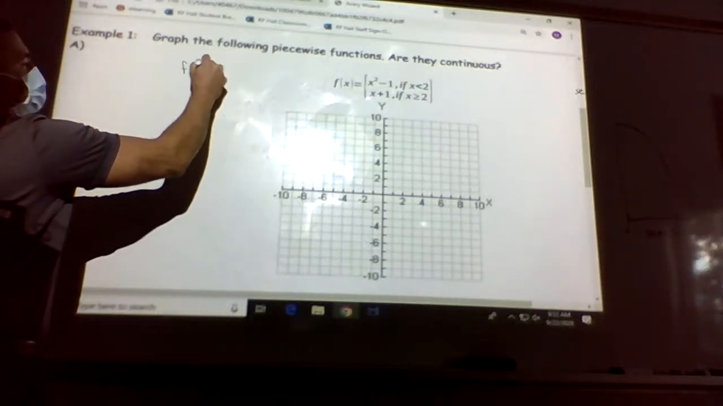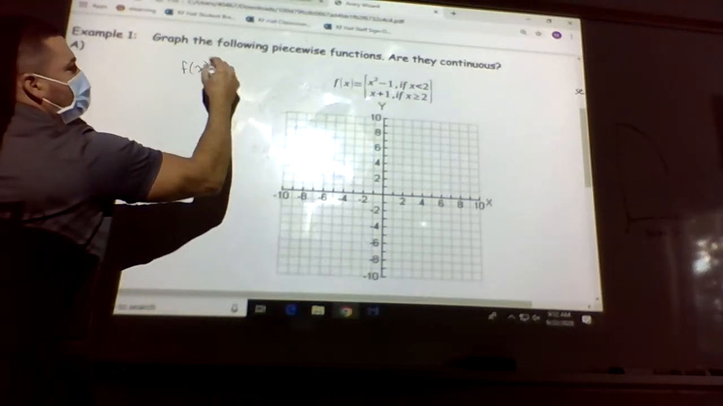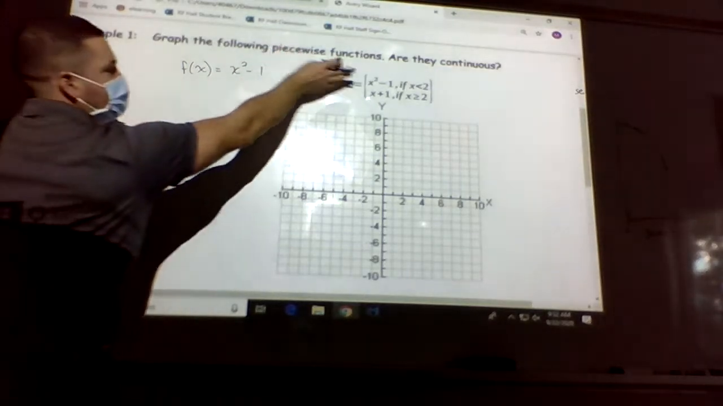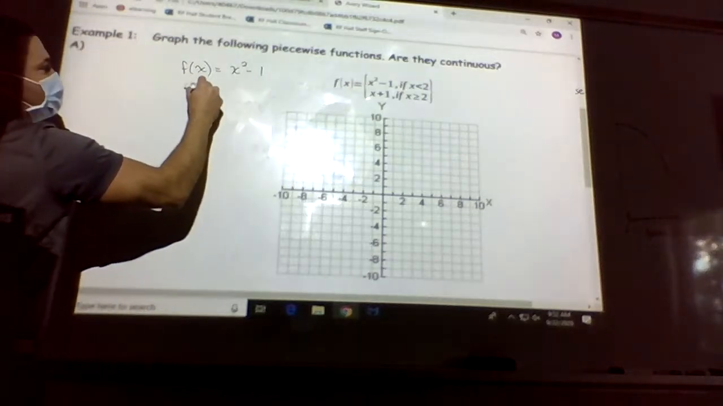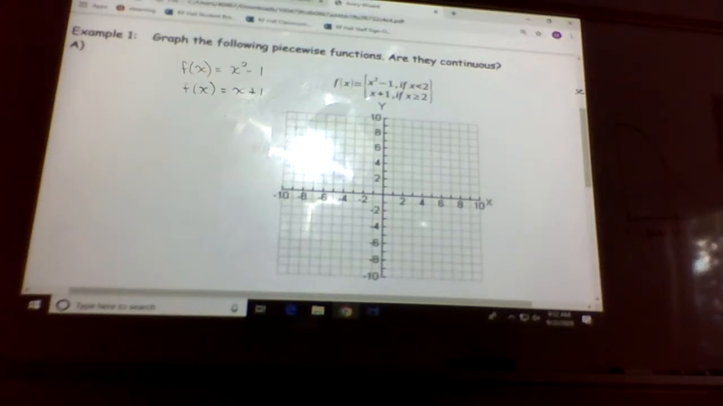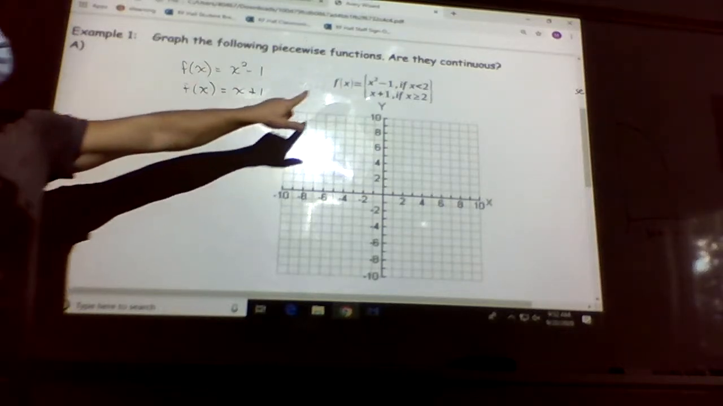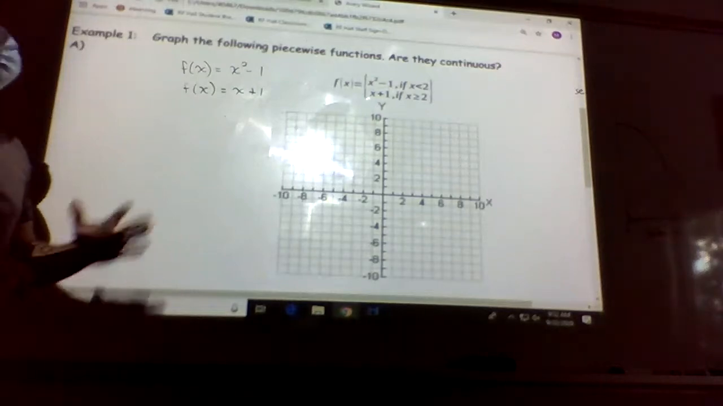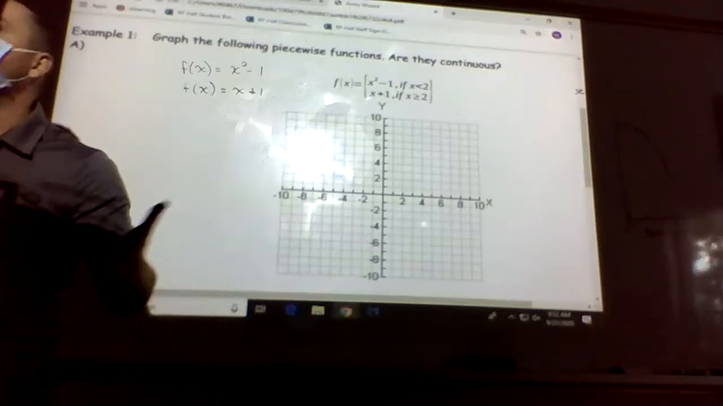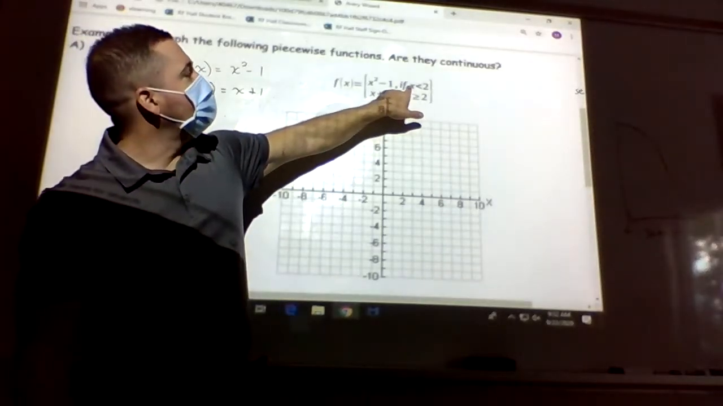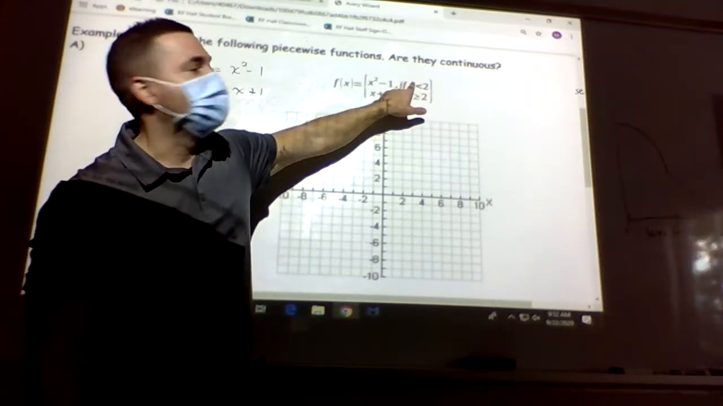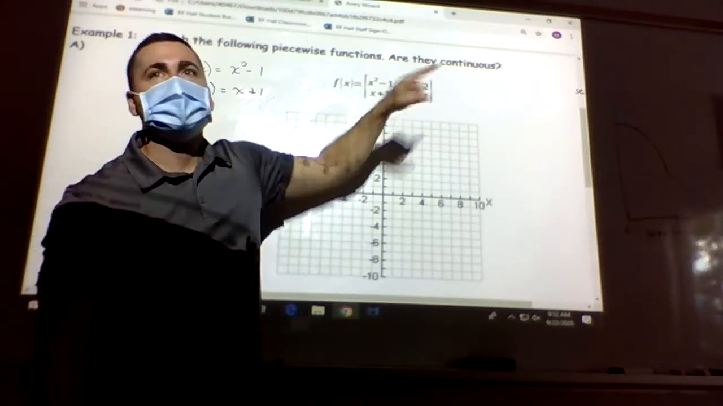So f of x, you don't need to write this if you don't want to. So the first part is x squared minus 1, okay? And then the second part is a linear function. So f of x equals x plus 1. Okay, so the two functions are quadratic and linear. Okay, so the first part and the second part. But we're not going to graph this whole quadratic. We're not going to use all of it. What it's saying is we're going to only use x values less than 2. So for this graph, we're only using values less than 2.